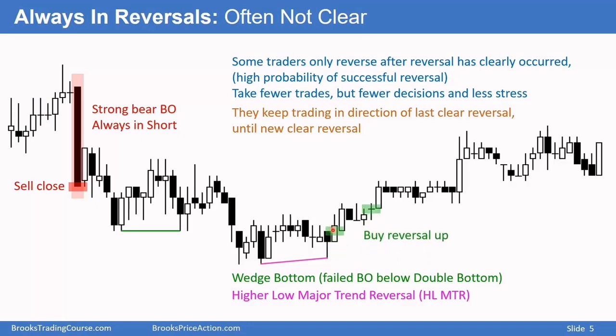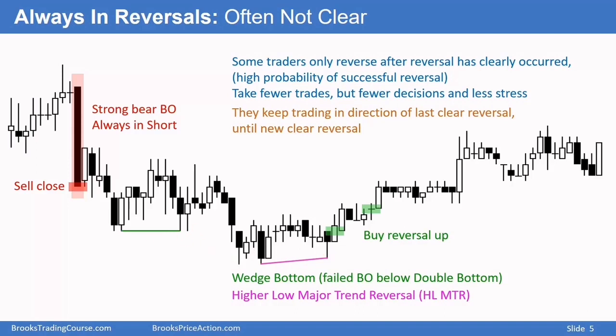Stop entry traders might buy on the reversal up: a double bottom, higher low, triangle, and then a bull breakout above the bear channel. Wedge bottom, 1, 2, 3, or 1, 2, 3. Different computers use different bars, or 1, 2, 3.